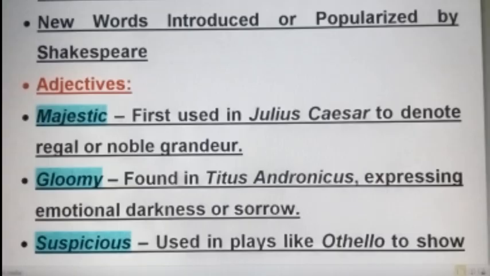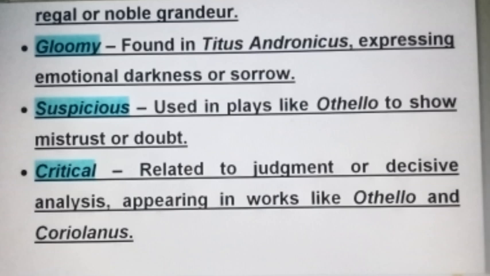Adjectives. First one, majestic, first used in Julius Caesar to denote regal or noble grandeur. Gloomy, that is found in Titus Andronicus, expressing emotional darkness or sorrow. Suspicious, used in plays like Othello to show mistrust or doubt. Critical, related to judgment or decisive analysis, appearing in works like Othello and Coriolanus.